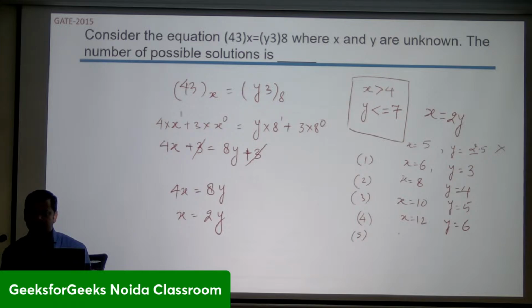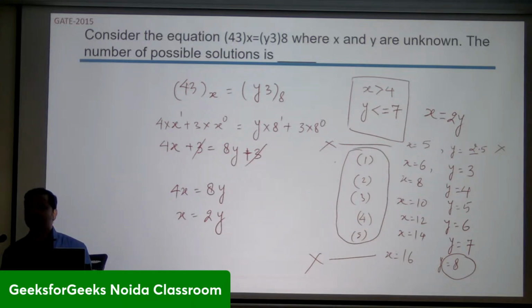Go for the next one. X is 14, y is 7, which is equal to 7, which is affordable. Can we go for 16? Y is going to be 8 and the value cannot be equal to its base. Okay, a digit cannot be equal to its base. So it is not the required solution. This one is also not a required solution. So there are 5 possible solutions for this particular question. So possibilities are 5 here. The number of possible solutions are 5 in this particular case.